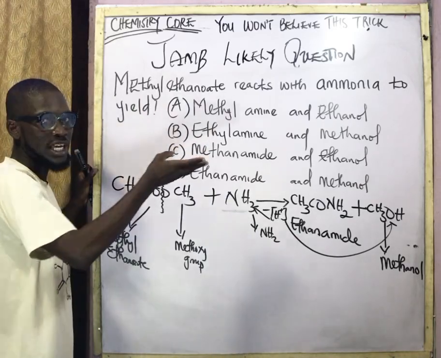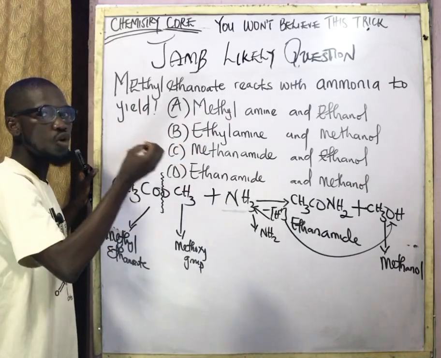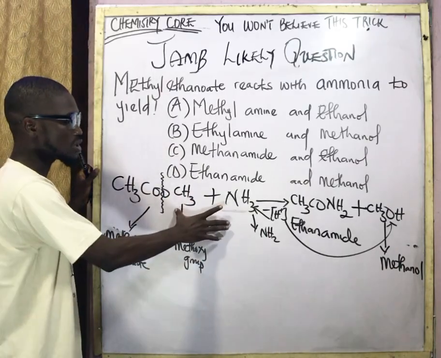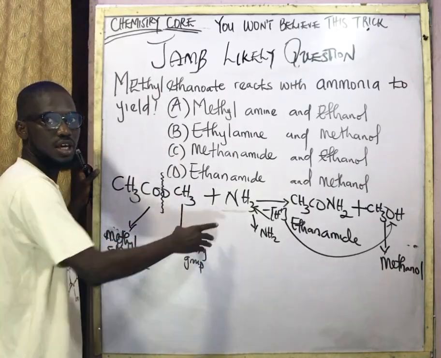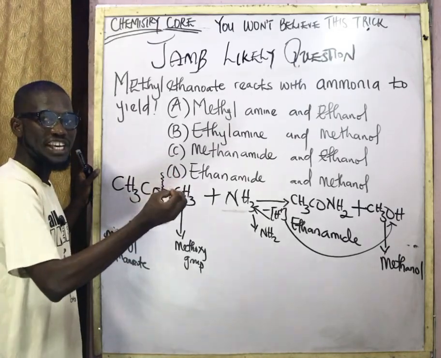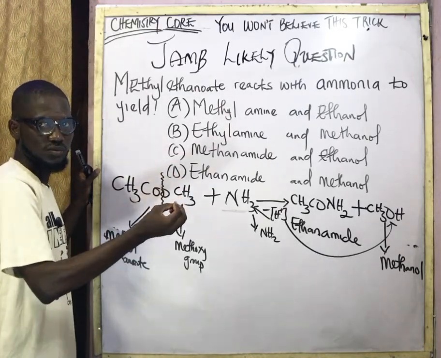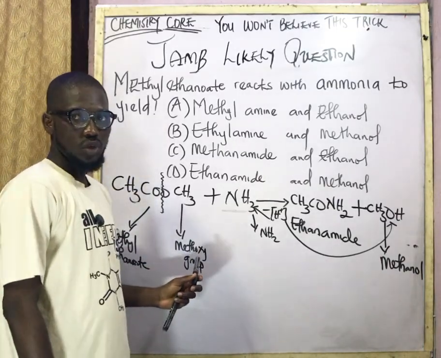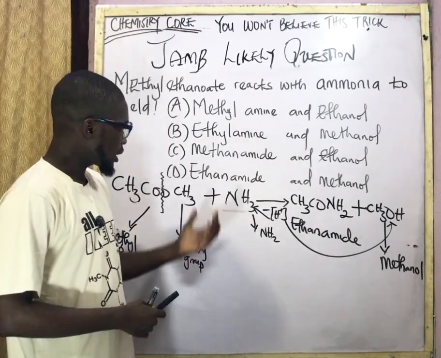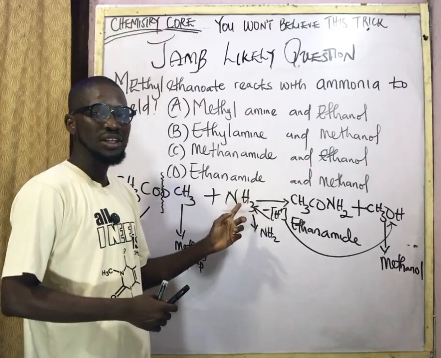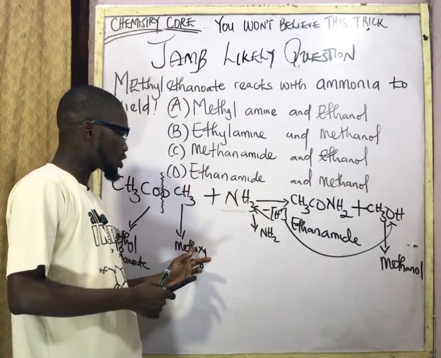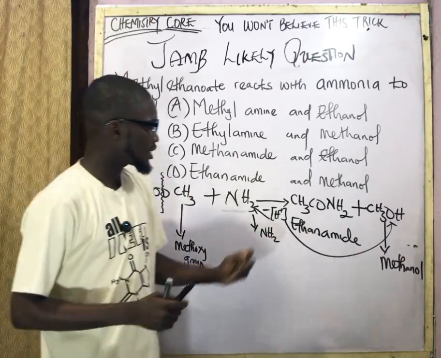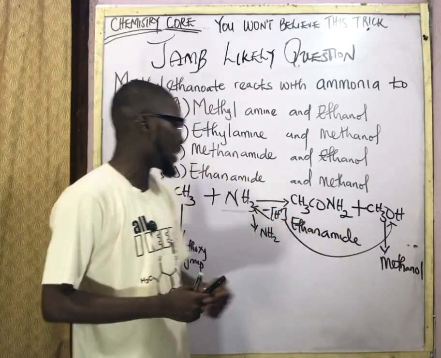So guys, the reaction of esters with ammonia, we call it ammonolysis of esters. And what happened in this mechanism here, we call it nucleophilic acyl substitution. If you observe vividly, we removed the methoxy group, which we know as the alkoxy group. From the ammonia, we removed one hydrogen atom by adding it to the methoxy group. With that, at the product side, we have ethanamide and methanol.